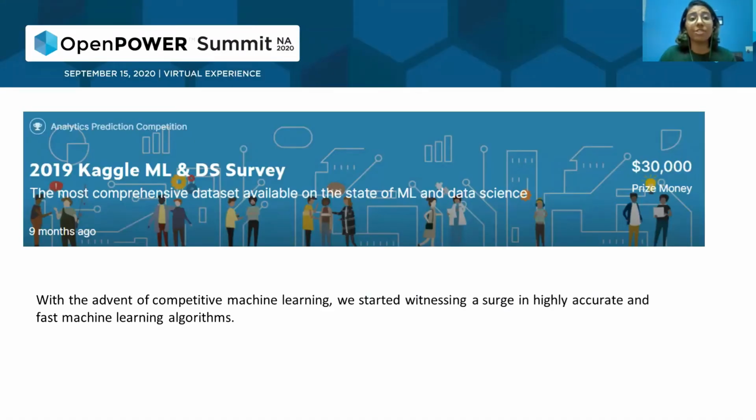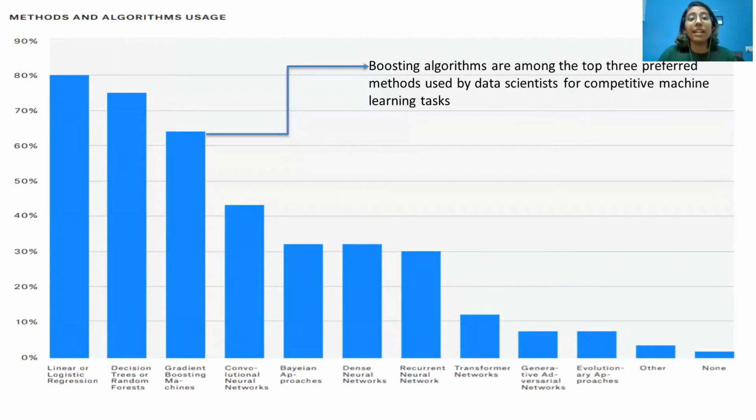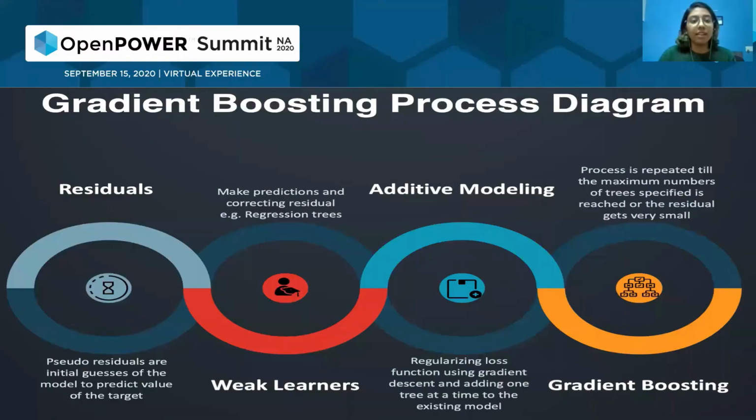We live in the 21st century, where machine learning has become an integral part of many solutions, owing to the rapid increase in computing power and data-driven approaches to tackle many real-world problems. With the advent of competitive machine learning, we started witnessing a surge in highly accurate and fast machine learning algorithms. According to a Kaggle survey in 2019, boosting algorithms are among the top 3 preferred methods used by data scientists for competitive machine learning tasks. Gradient boosted decision trees, or GBDT, is one of the techniques that utilize gradient boosting to its advantage and has seen a wide range of commercial and academic applications.